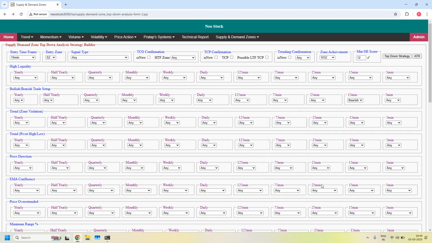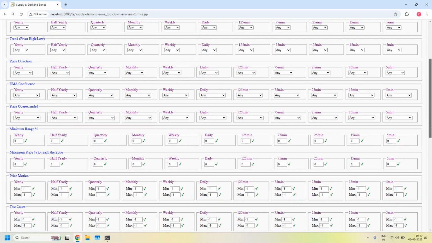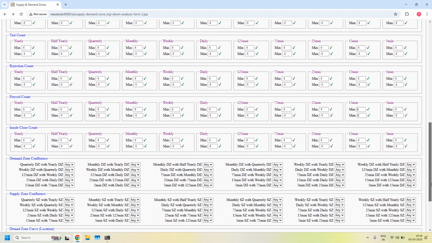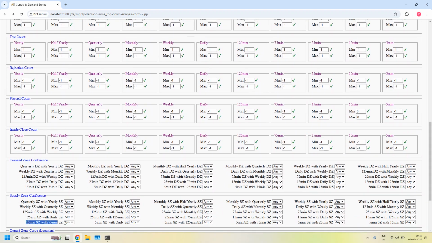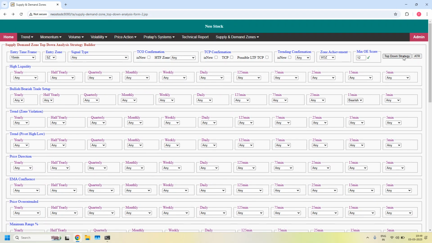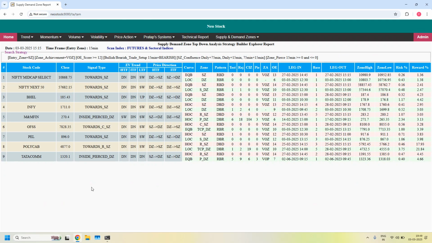Now let us check LTF, ITF, HTF supply zone confluence. So in the supply zone confluence, the first filter is enabled. Second filter, 15 minute supply zone with daily supply zone confluence. Next, 75 minute supply zone with daily supply zone confluence. With all the three filters, we got 9 stocks. So in these 9 stocks, these 15 minute supply zones are overlapped with the 75 minute supply zone. Both together again overlapped with the daily supply zone.